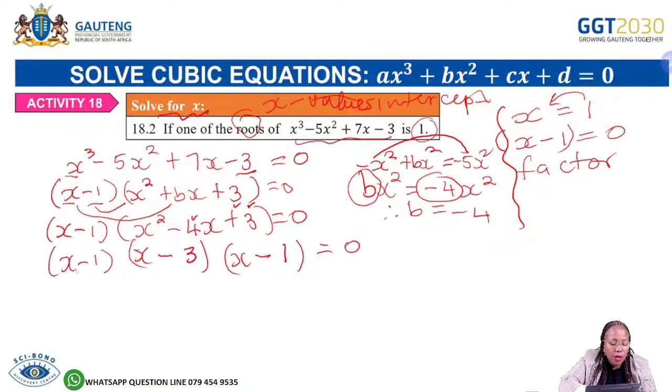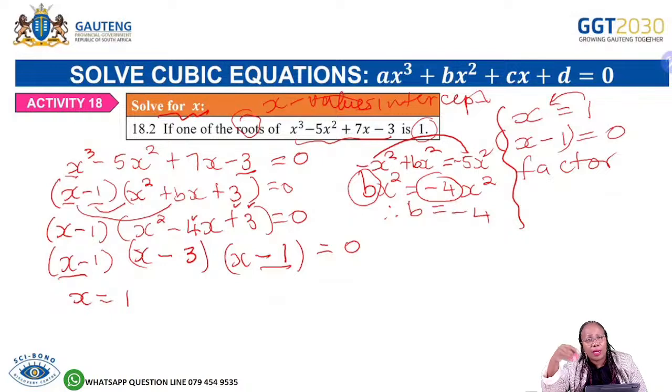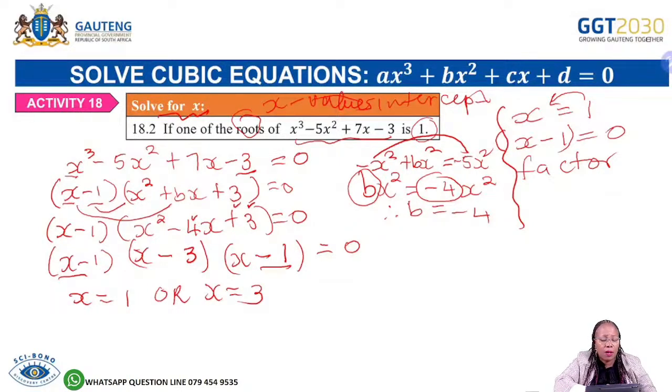So now the first bracket, as you can see, is the same as this one. So they will both give us the same value of x, which is 1. There's no need to repeat and write x equal to 1 and x equal to 1. It's the same value. So x equals 1 for both, or x will be equal to 3 for the second bracket. And then let's look at the mark allocation, grade 12. It will be for the correct factors with the trinomial, the second factorization, and the final solution.